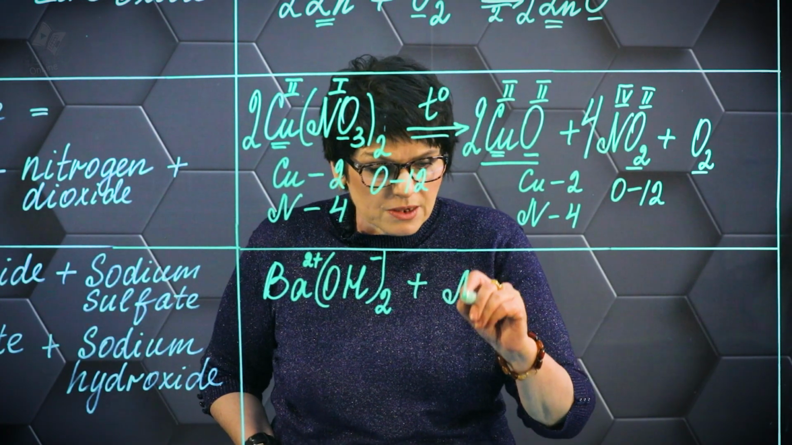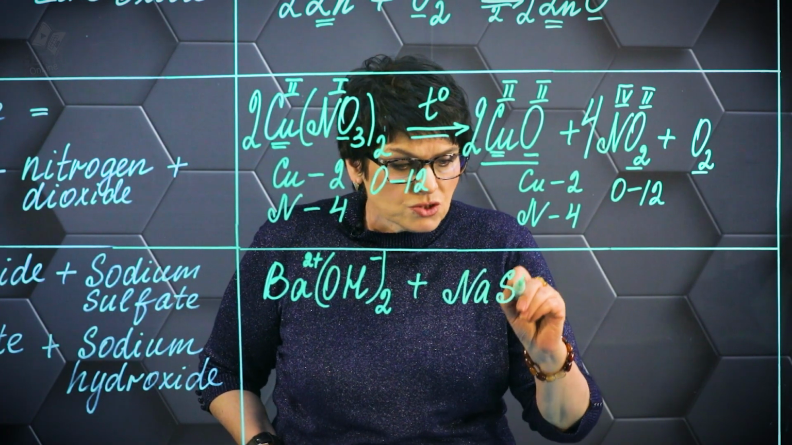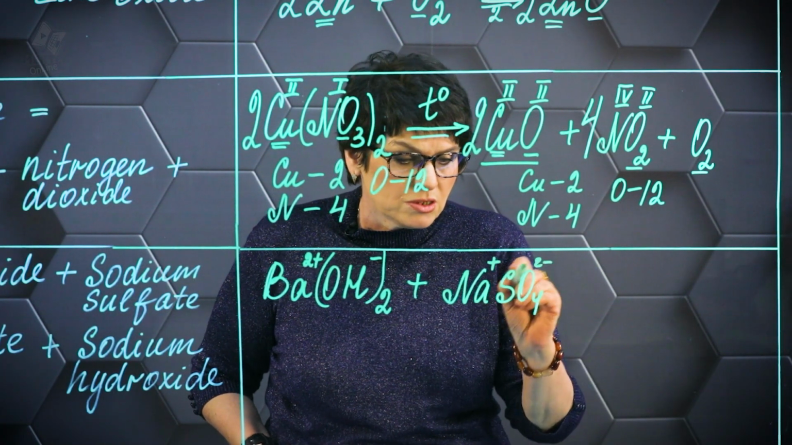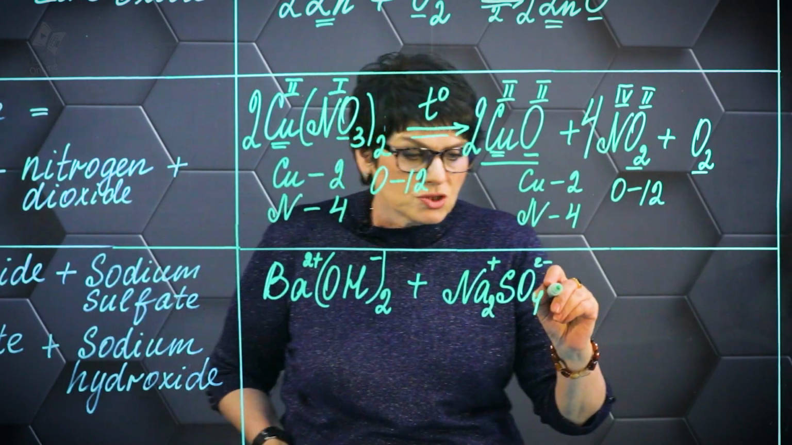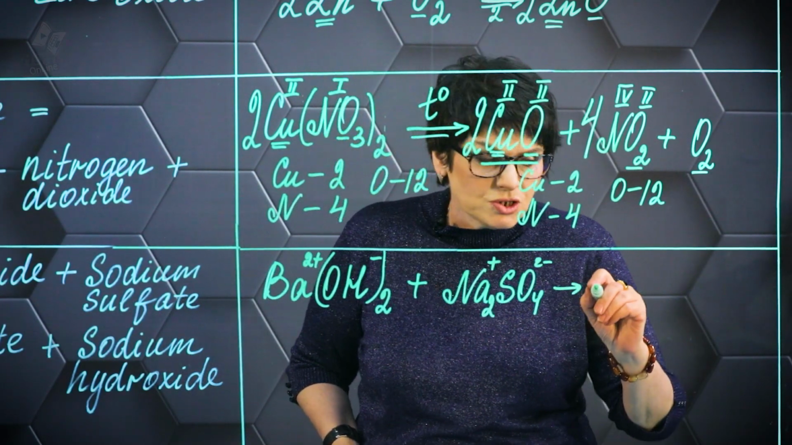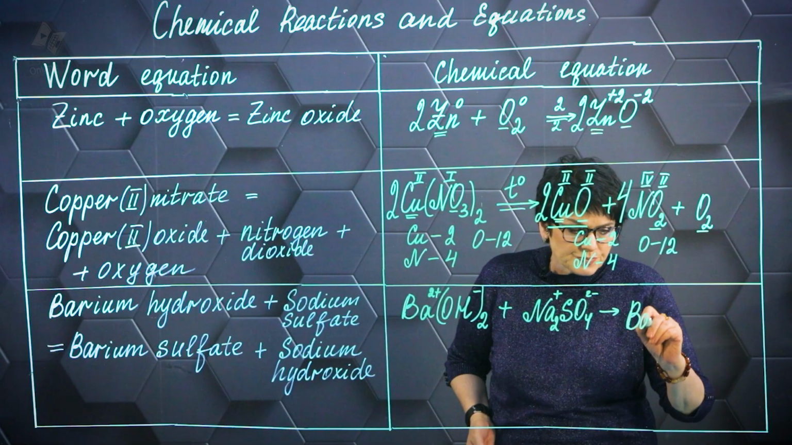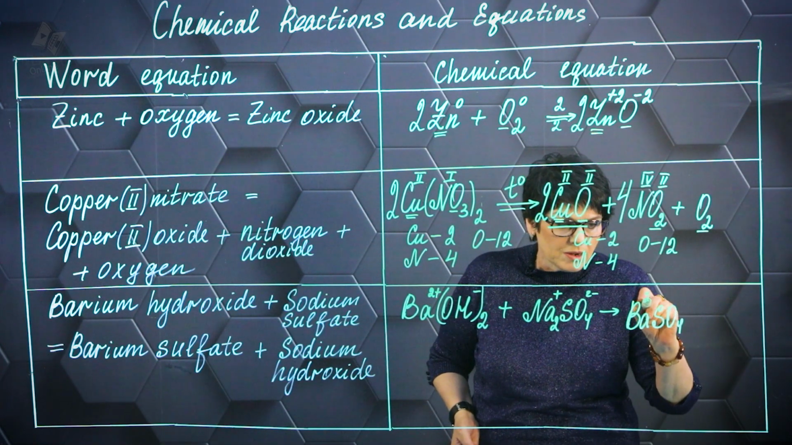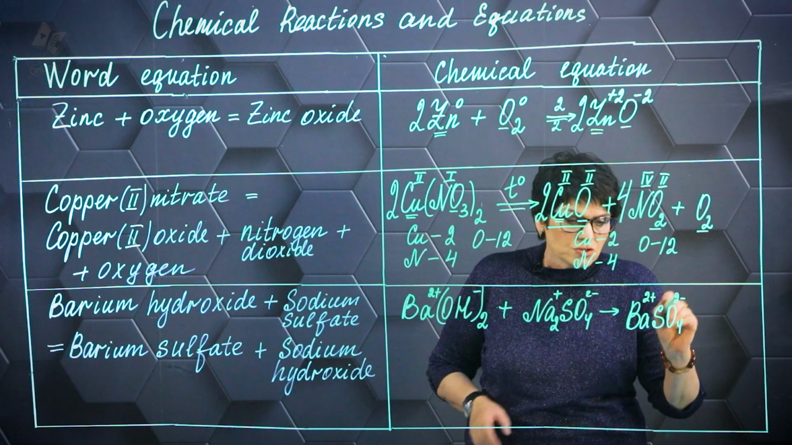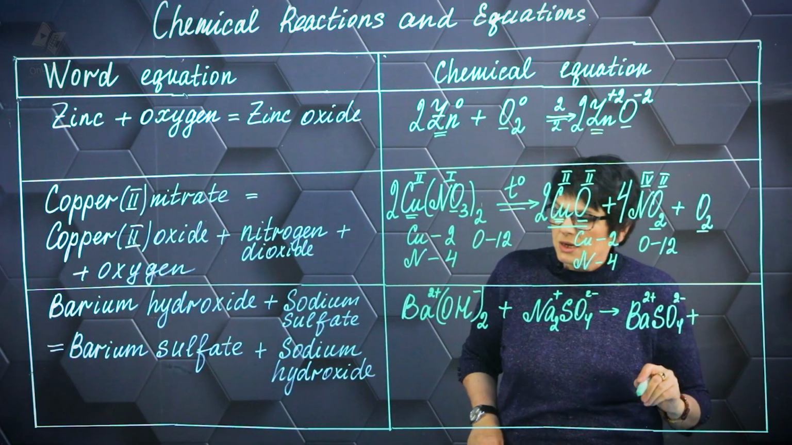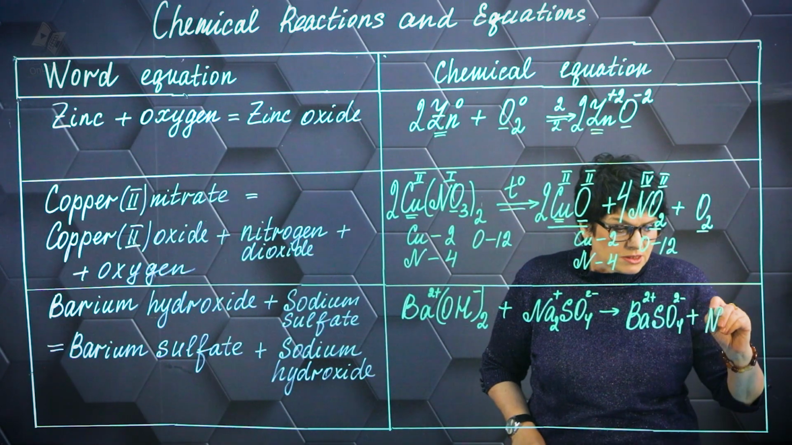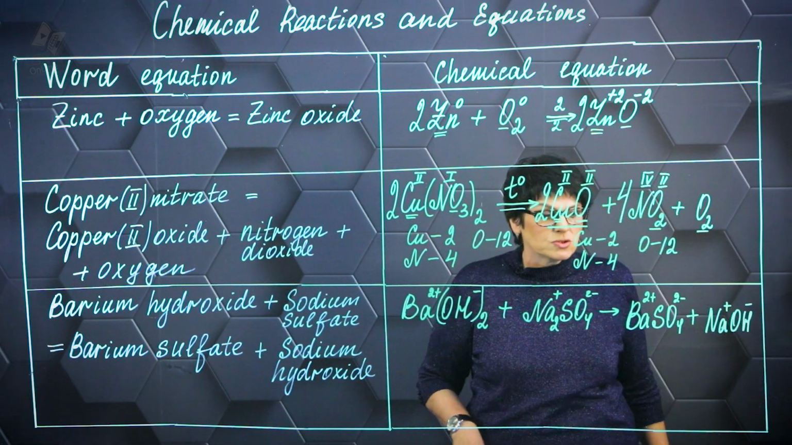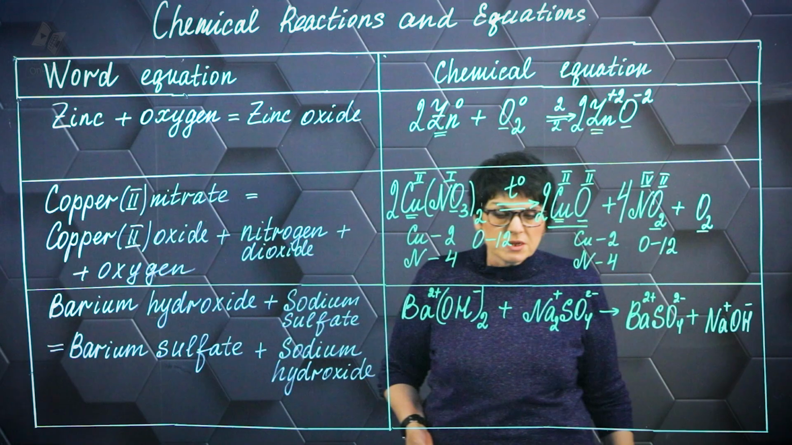Sodium sulfate is sodium and the acidic residue of sulfuric acid. Sodium has a plus charge, SO4 has 2 minuses: sodium sulfate. On the right side, we ultimately end up with barium sulfate. We combine barium with the sulfate ion, SO4. Barium has a charge of 2+, while SO4 has a charge of 2-. The formula is correct. And sodium hydroxide, sodium OH. Sodium is positive, the OH group is negative. The formula is correct. Now all that's left is to equate.